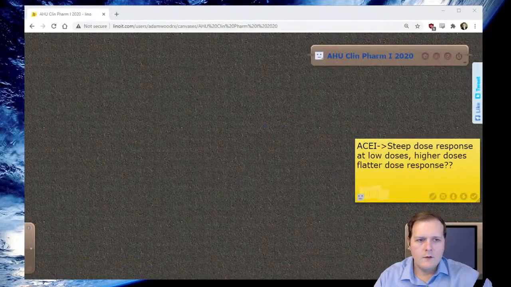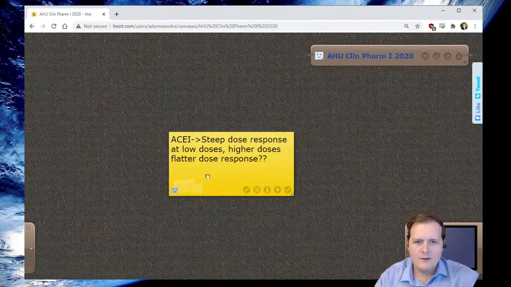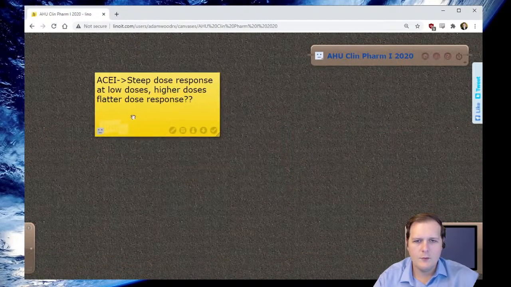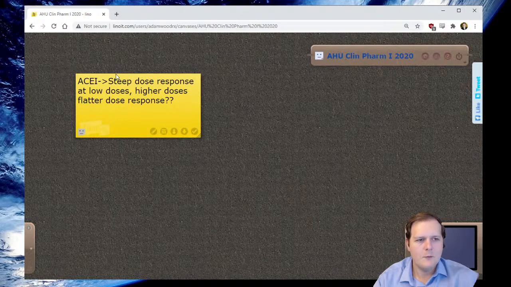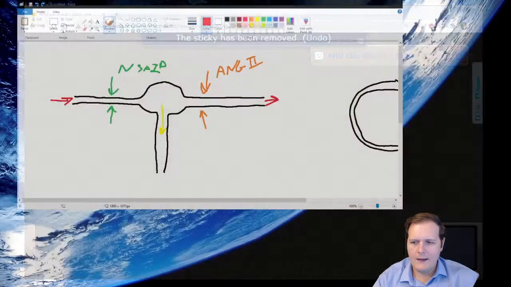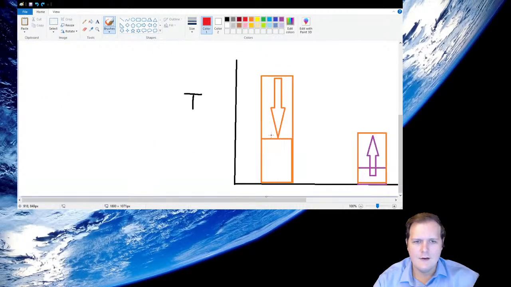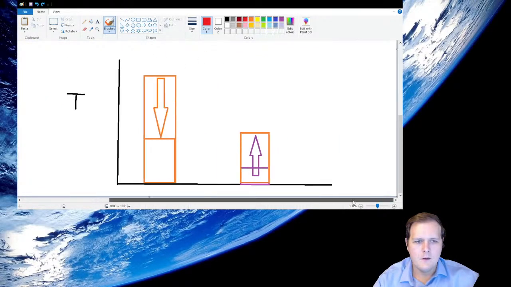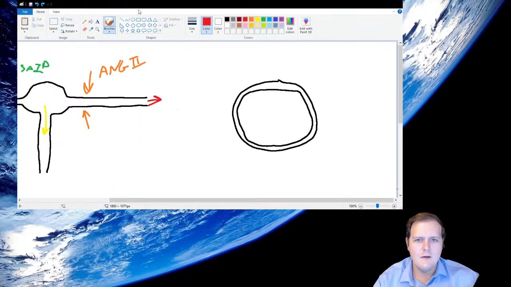Someone said ACE, steep dose response at low doses, higher doses, flatter dose response, question mark. I'm assuming you're asking what that really means. That basically means if you were to look at a graph of their effectiveness, if you were to look at a graph of their efficacy, right here, it'd be kind of annoying. I don't know if there's a better way to do this.